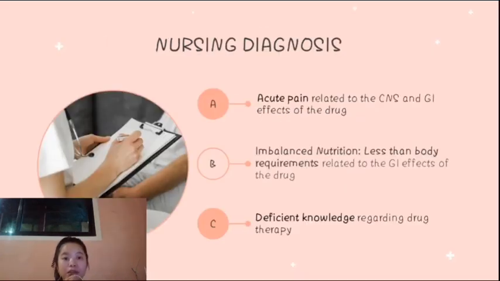And then the nursing diagnosis related to drug therapy might include the following. Number 1, acute pain related to the CNS and GI effects of the drug. Number 2, imbalanced nutrition, less than body requirements related to the GI effects of the drug. And then number 3, the deficient knowledge regarding drug therapy.